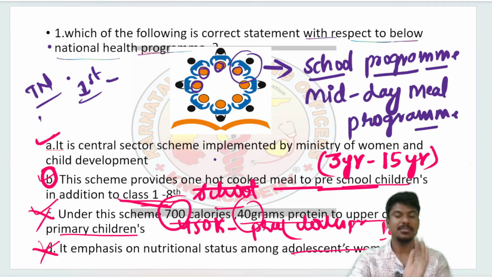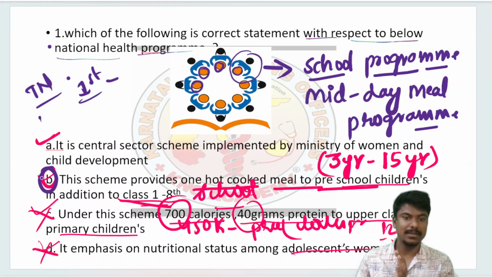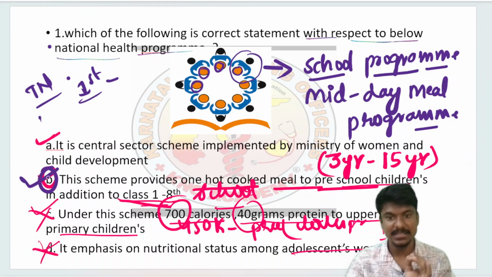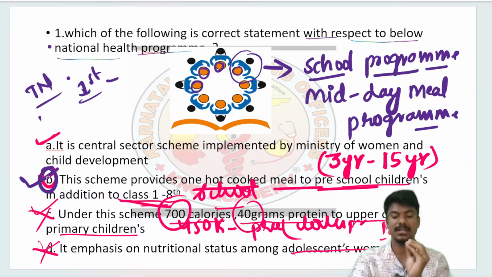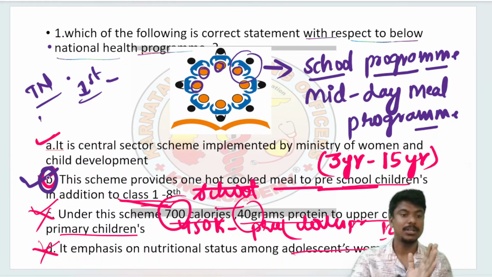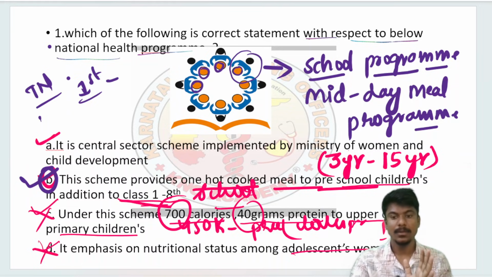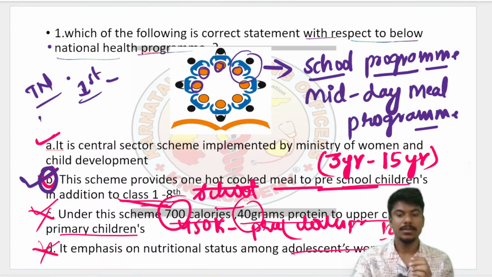So option number B is the right answer. Keep in mind that it provides one hot cooked meal for preschool children in addition to the class 1 to 8 students. All of you clear about the first question? So we'll move towards the second question.